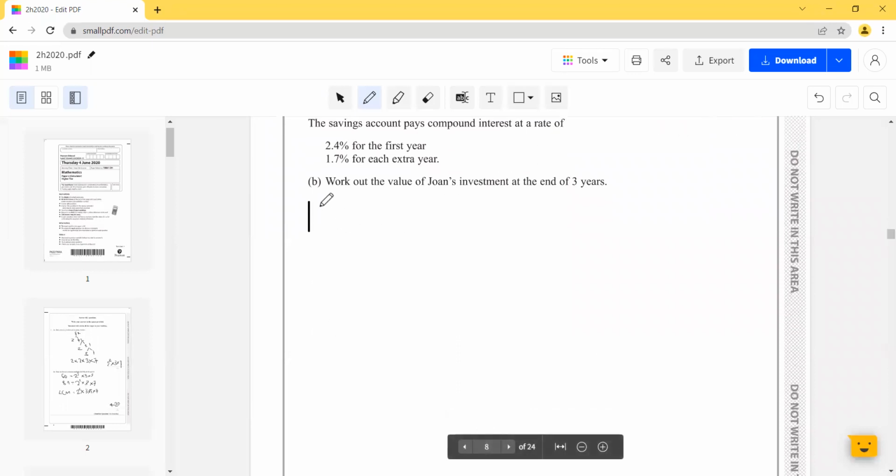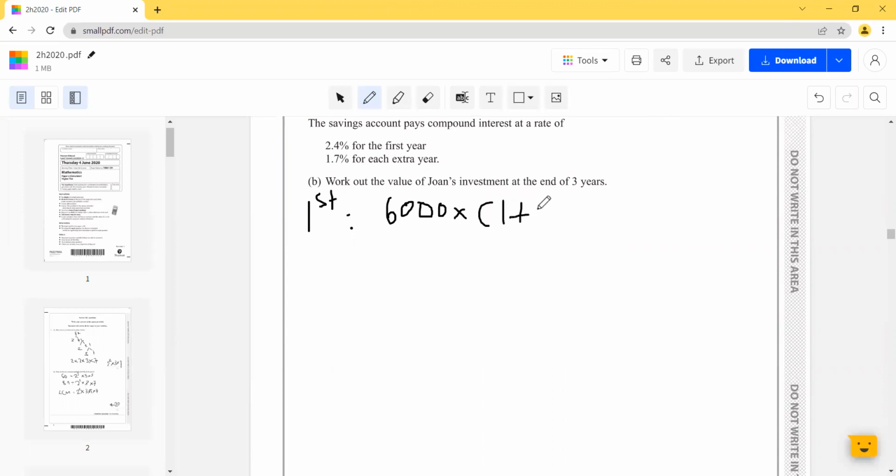Okay, so simple. First, we work out the value of her investment after 1 year. So the method to do that is we do 6,000 multiplied by 1 plus 0.024. Okay, let me just calculate this. So that is 6,144.